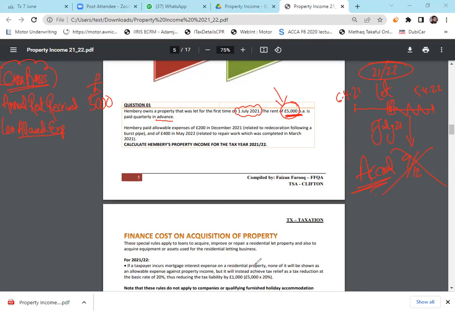Don't consider the period, but see 21, 22. How much did you get? We got 5,000, which means all of 5,000 will be ARR. ARR means annual rent received. The same will apply to expenses. Now they are saying it's an allowed expense of 200, December 21. Is December 21 in the tax year or no?